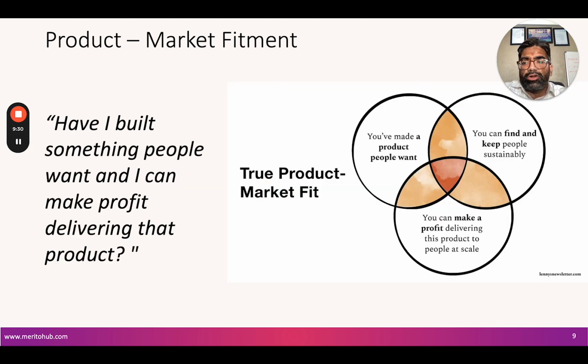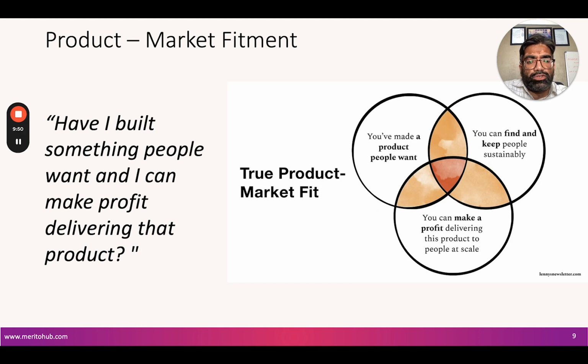Now the second important part is product market fit. Now we are moving out of the customer and thinking about whether there is a market for the product. So let's look at it. Have I built something people want, and can I make a profit delivering that product? And how can you decide that? You have a product which people want.